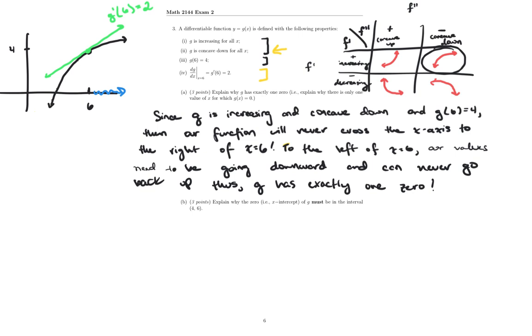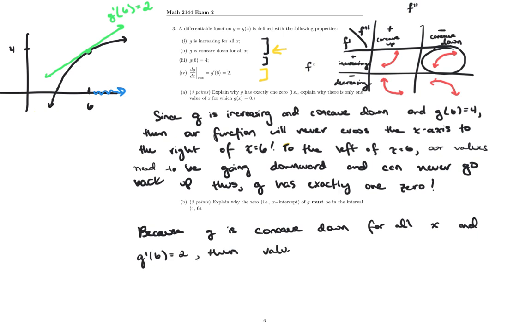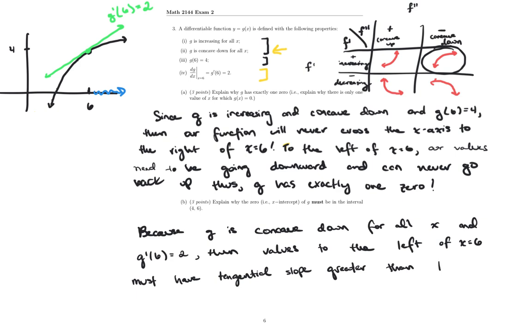Okay, so because g is concave down for all x and g prime of 6 is equal to 2, then values to the left of x equals 6 must have a tangential slope greater than 2.